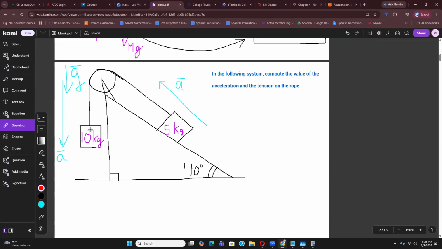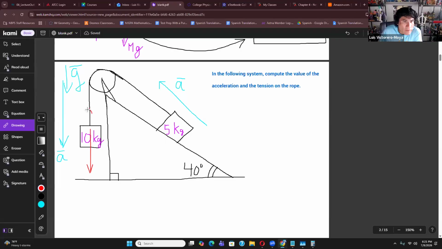Weight and tension. So the weight and the tension, right? We draw it like this. It's an extensive force. 9.8 for gravity, so that's 98 newtons. And that's tension here.